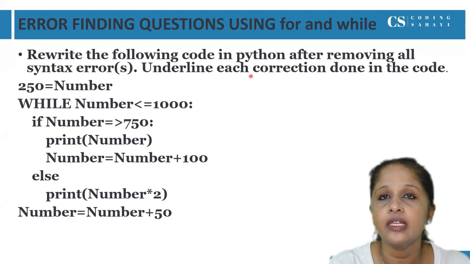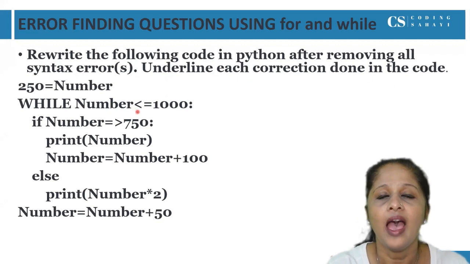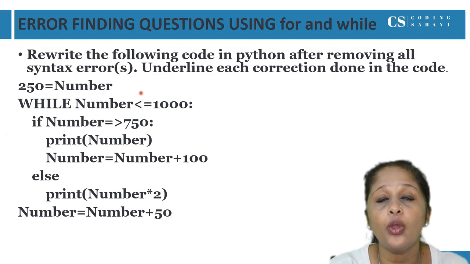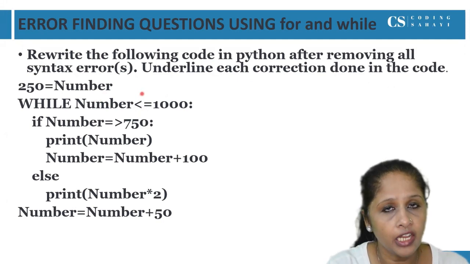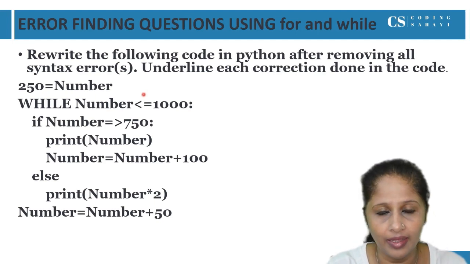So let's begin. So our first question, rewrite the following code in Python after removing all syntax errors. Underline each correction done in the code. So first you need to analyze the code and find out all the errors. After that you need to write the whole code, and wherever you are finding the errors, that error should be corrected and each correction should be underlined. Okay, so let's solve this problem.